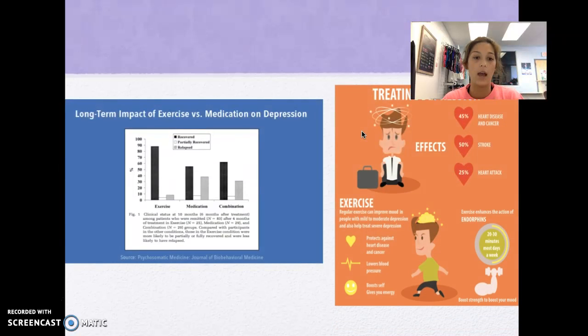This is a graph, another illustration showing the long-term impact of exercise versus medication on depression. So as you can see, the bold line shows the recovered, and exercise has the highest percentage of recovered individuals through treating depression with exercise, whereas medication has the lowest amount recovered. The combination of both exercise and medication is a little above the percent shown for just medication. So exercise definitely has a positive impact on depression.